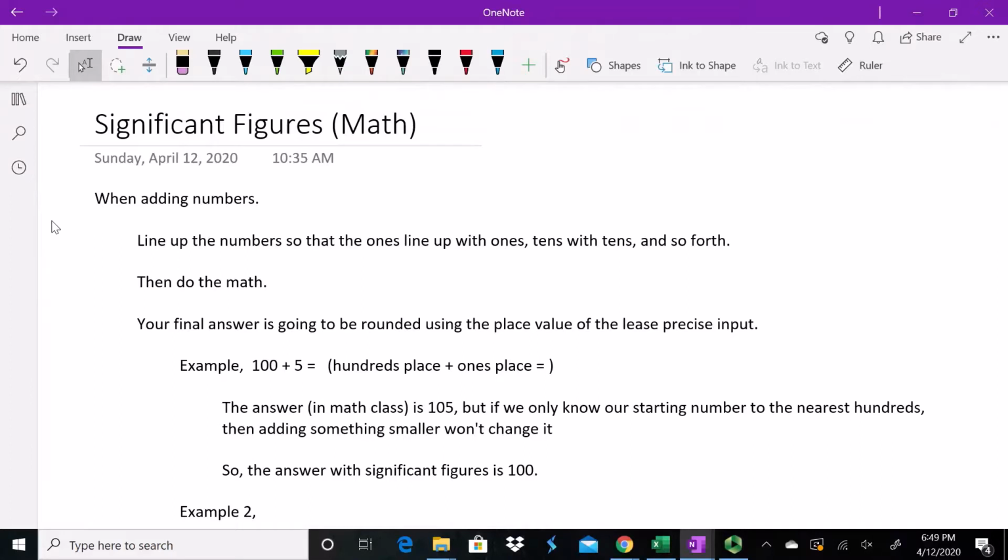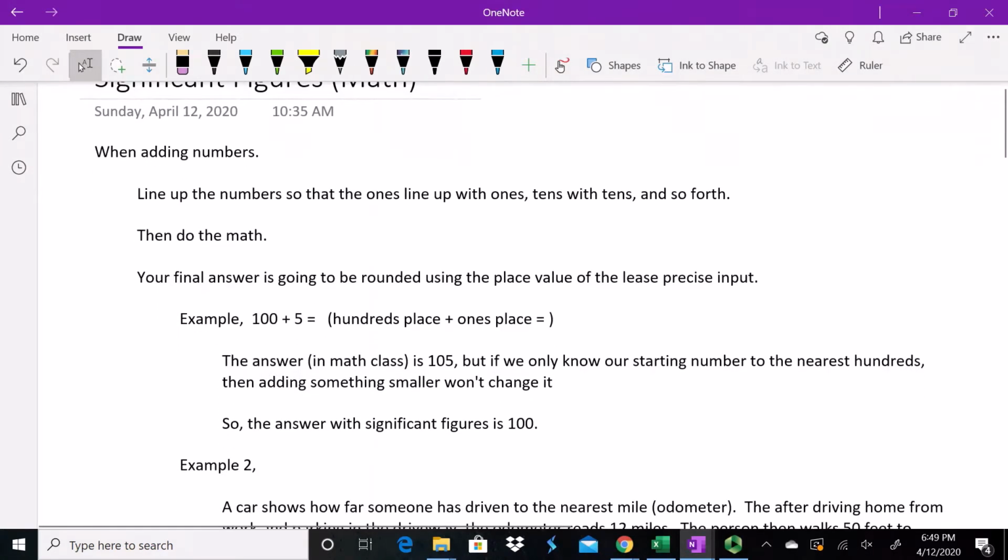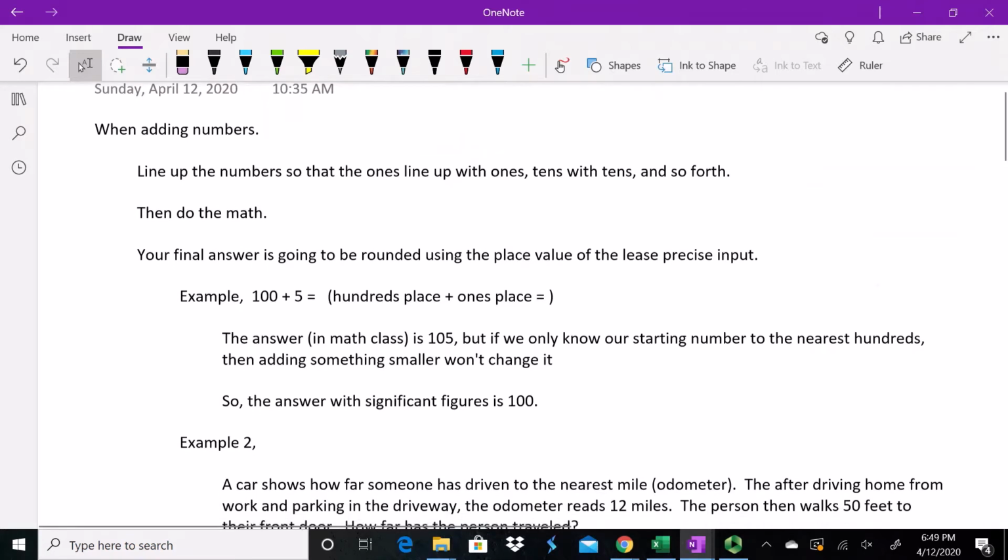So now that we understand significant figures of individual numbers, what happens if I want to do some math with those individual numbers? How do significant figures play out with that? So let's talk about when adding two numbers together.